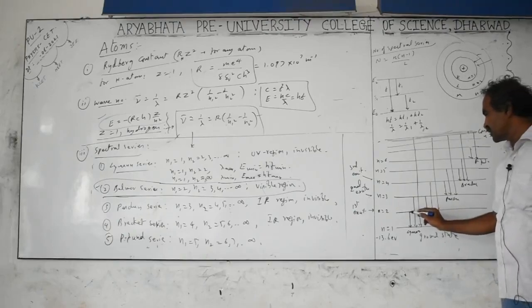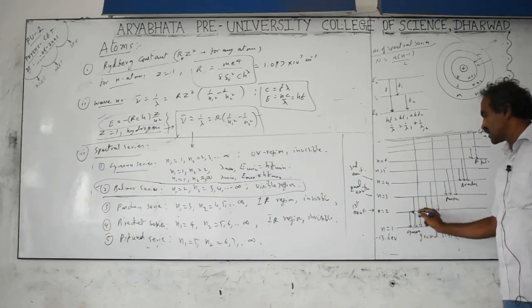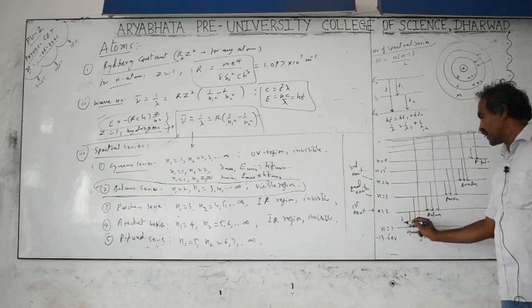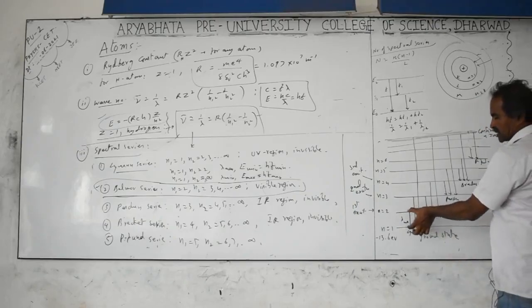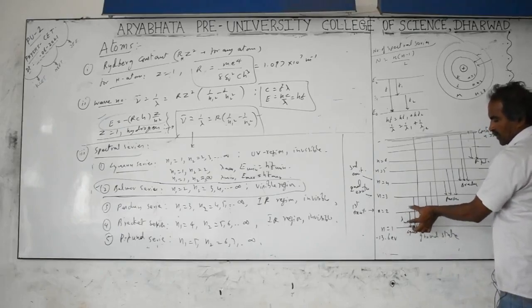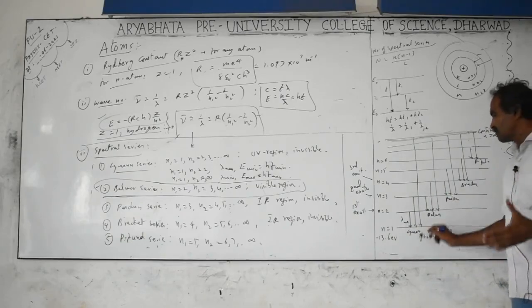When it is jumping from n equal to 2 to n equal to 1, how much energy is released? This corresponds to the energy difference equal to hc by lambda. This corresponds to lambda maximum, which means the energy difference is minimum. Energy difference is minimum between adjacent levels, remember that point also. Therefore, for adjacent levels the energy is minimum, which means lambda is maximum and frequency is minimum.